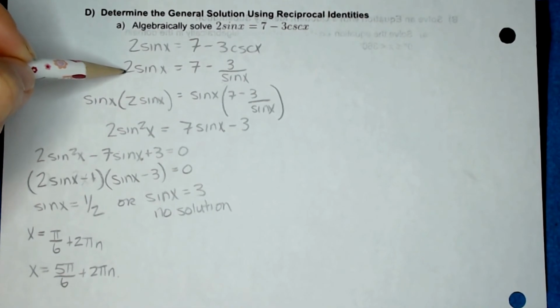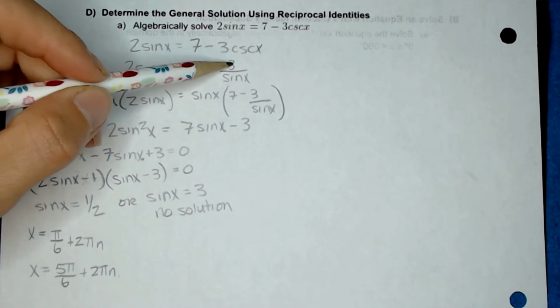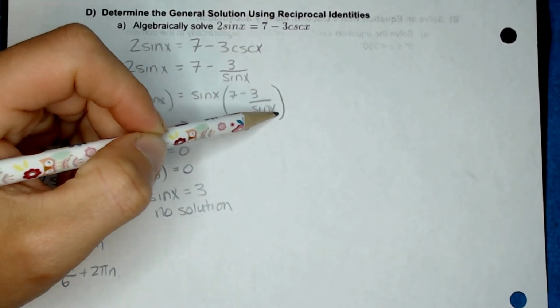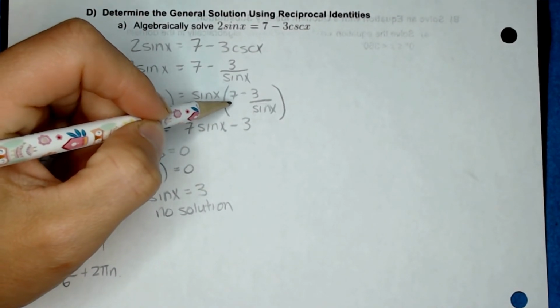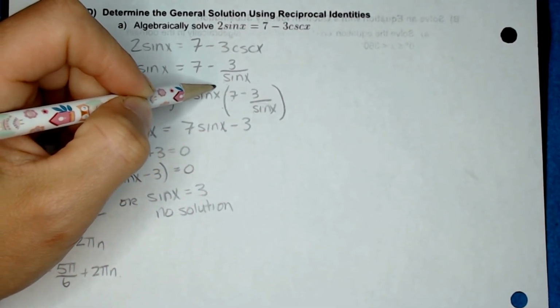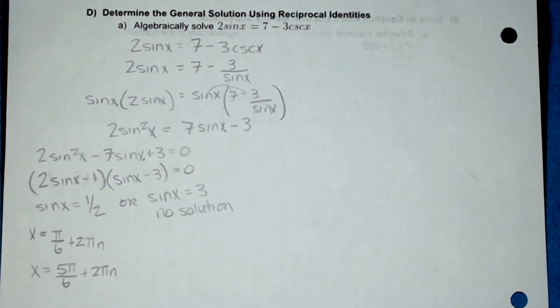On the left-hand side, we have 2 sine x. That can stay as is. On the right-hand side, we have 7 minus 3 over sine x. Now, very important, we need to multiply all terms in this equation by sine x so that they have a common denominator. Essentially, we're eliminating this fraction here. So this sine x is multiplied by both terms in the brackets. Don't forget about this distributive property. So it's sine x times 7 and then sine x times negative 3 over sine x.